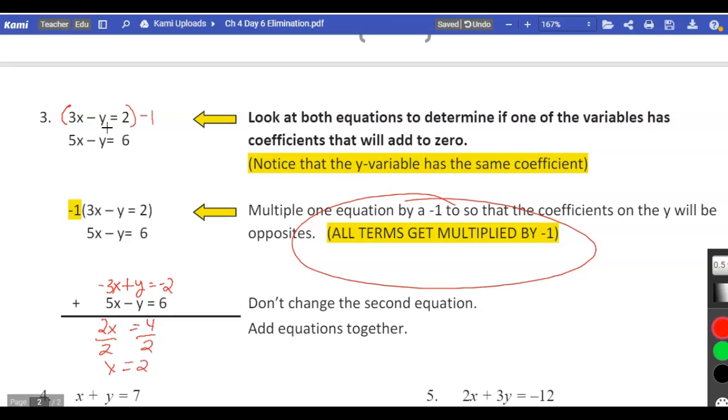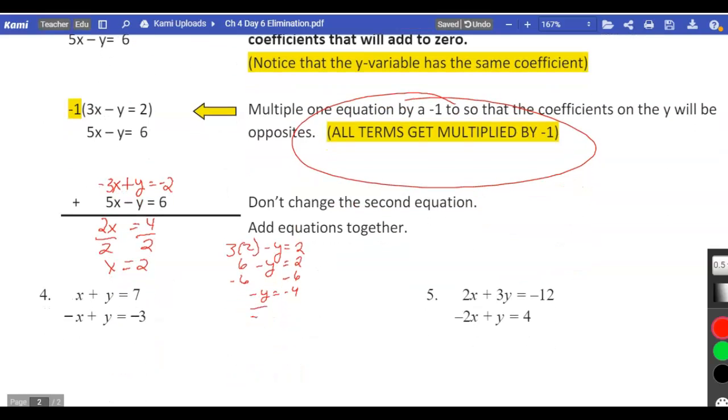4 divided by 2. Come up here and plug it back in. And now I can go back to this original equation if I want. So if x equals 2, I have 3 times 2 minus y equals 2. So 6 minus y equals 2. This one's tricky because you have that negative. So I subtract 6. Negative y equals negative 4. So then I divide by negative 1. And y equals 4. So I get an answer of 2, 4.